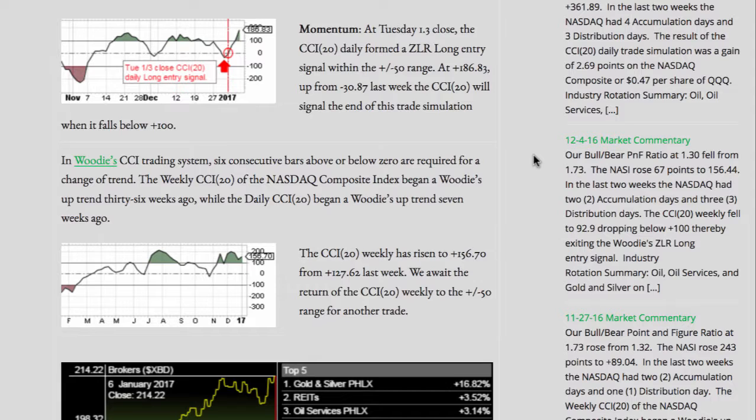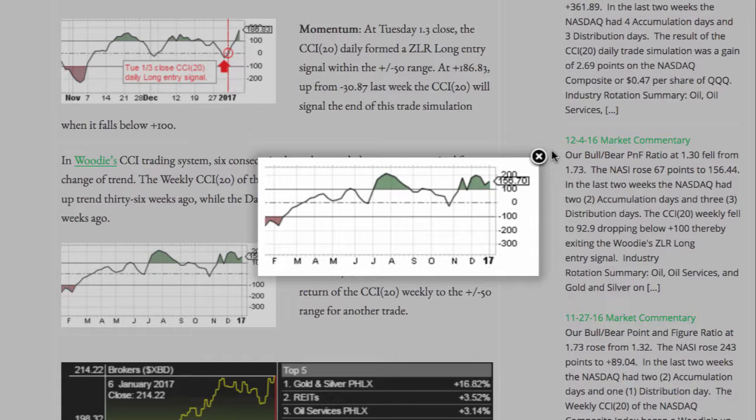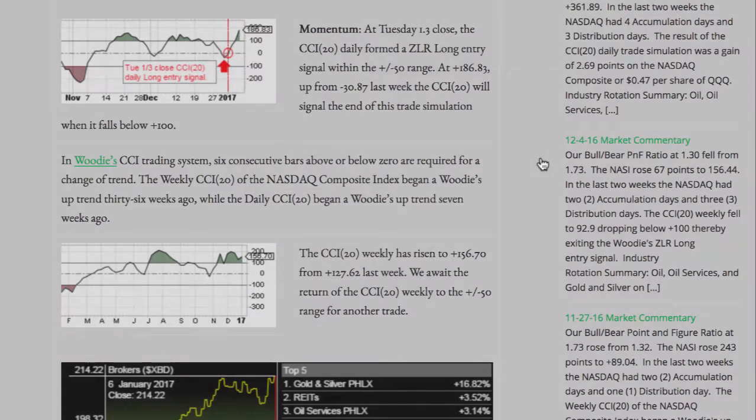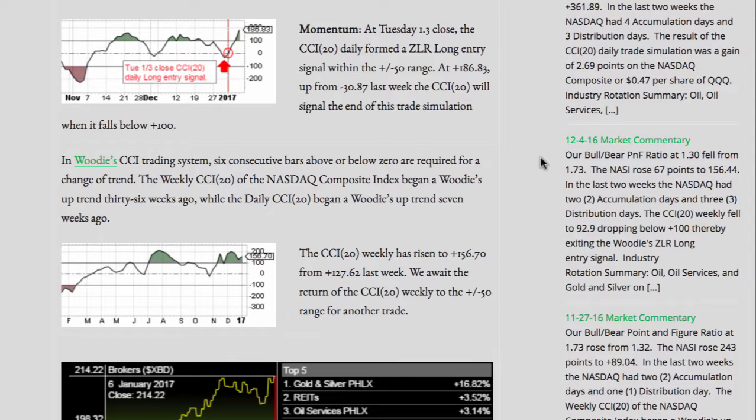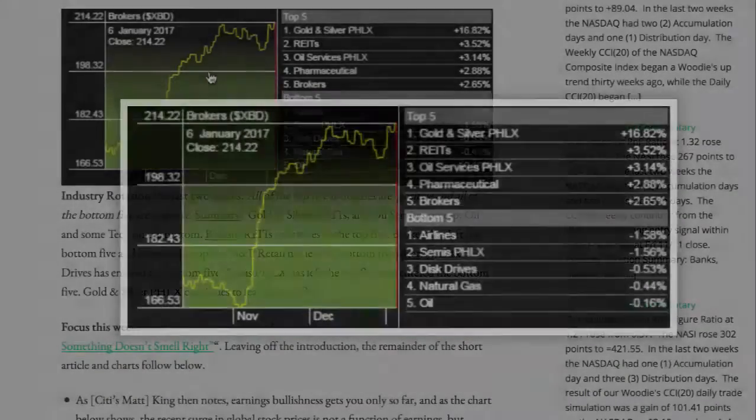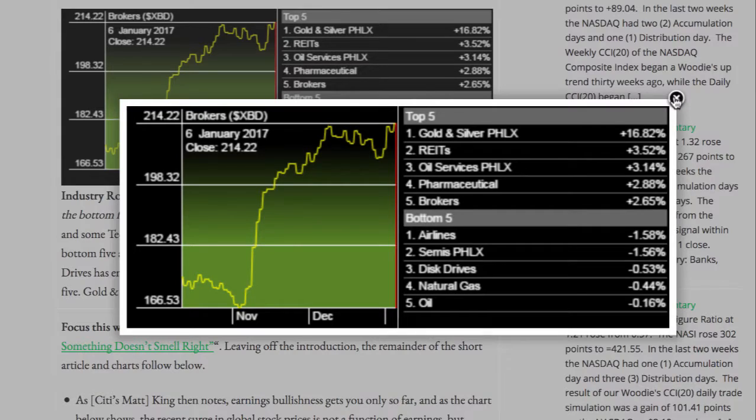The weekly CCI 20 of the Nasdaq Composite Index began a Woody's uptrend 36 weeks ago, while the daily CCI 20 began a Woody's uptrend 7 weeks ago. The CCI 20 weekly has risen to a positive 156.70 from a positive 127.62 last week. We await the return of the CCI 20 weekly to the plus or minus 50 range for another potential trade.